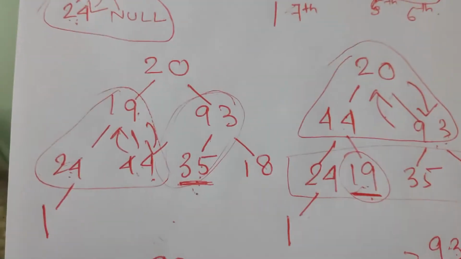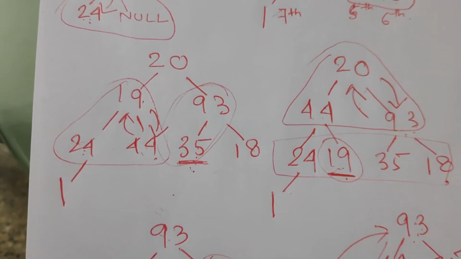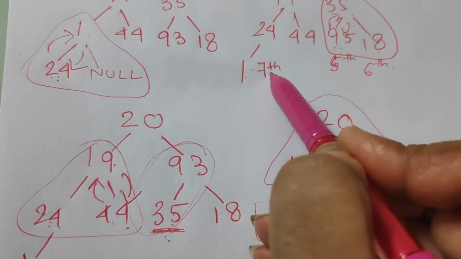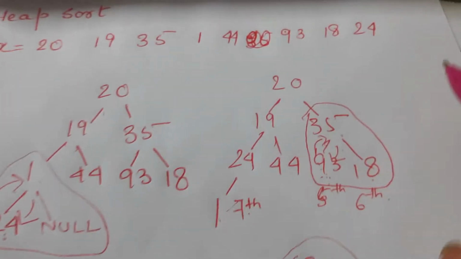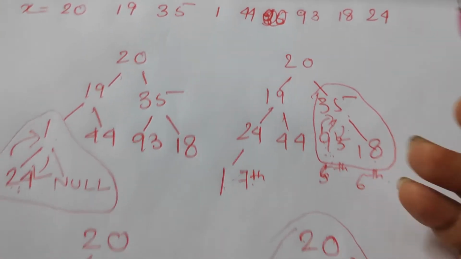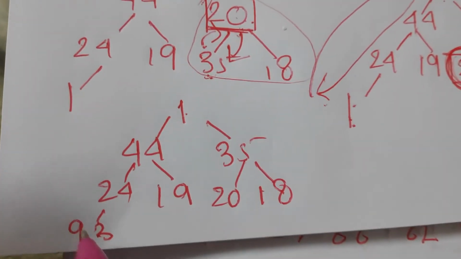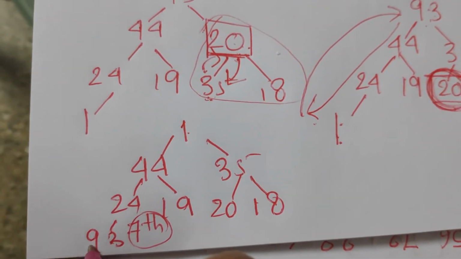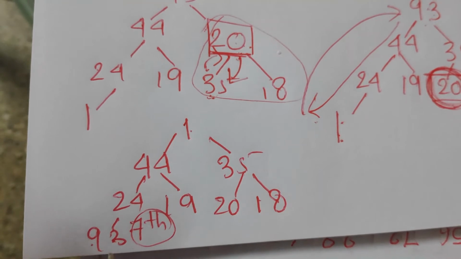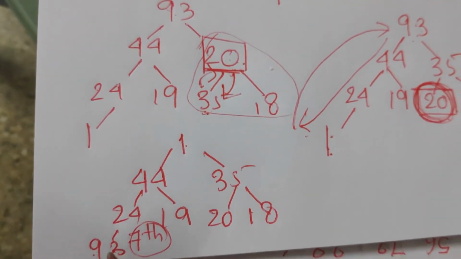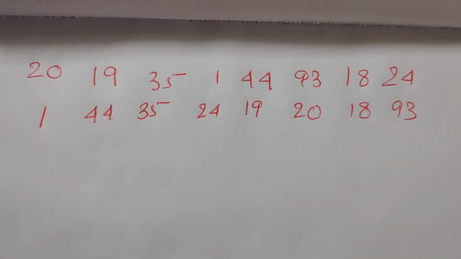So you see, as I told you in the previous case, this 1 is the 7th index, right? That is the last index of the array. Now 93 has become the 7th index of the array. So 93, which is the largest number, has been placed at the end of the array.